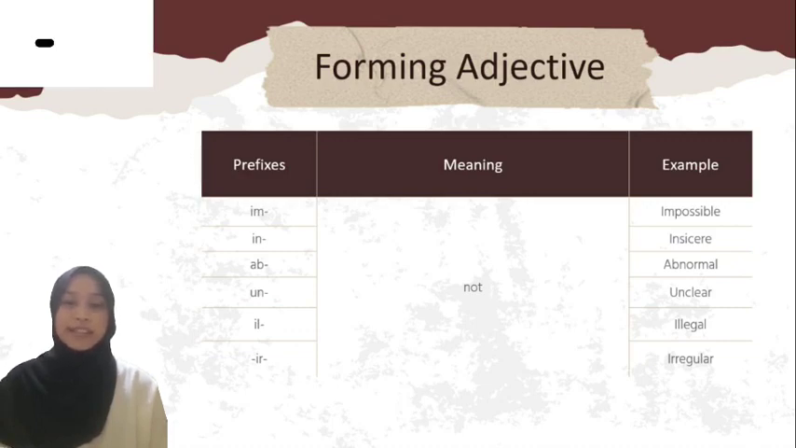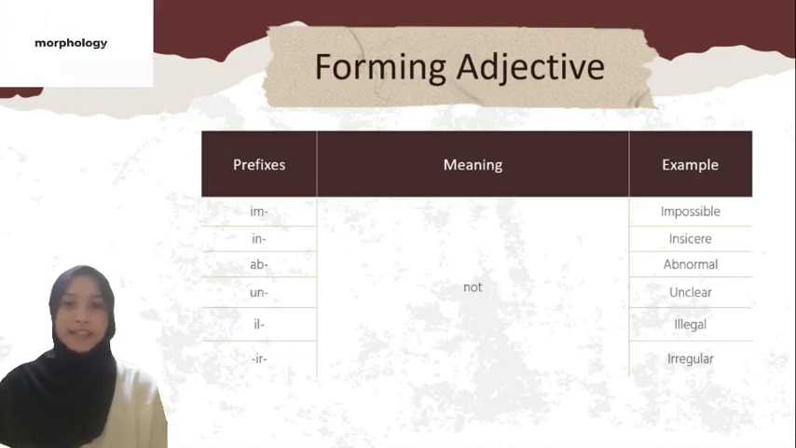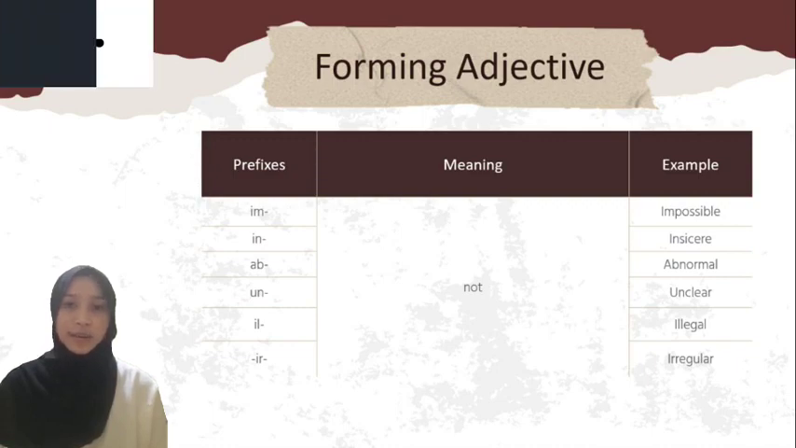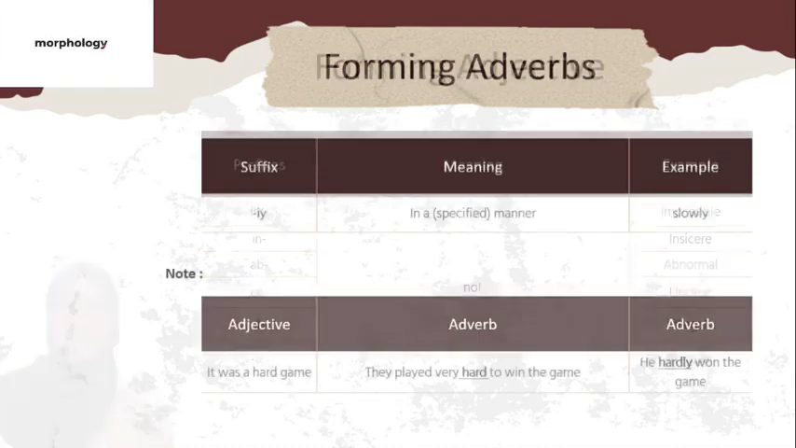Next, prefix un. Example, unclear. Example of sentence, it's still unclear how she got the money. Next, prefix il. Example, illegal. Example of sentence, driving under the influence of alcohol is illegal. And the last, prefix ir. Example, irregular. Example of sentence, the child's clothes are irregular. Okay, next will be explained by Rizky Wahyudi.